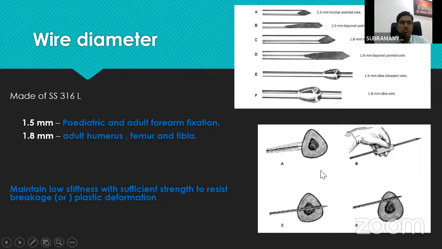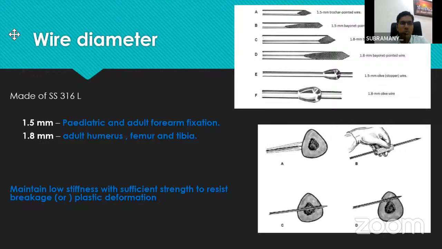Now coming on to the tip of the Ilizarov wire, there are two types: trocar tip and bayonet tip. The trocar tip is mostly used in the cancellous bone, and the bayonet tip is used in the cortical bone. Another factor in the wire will be the olive wires, that is the beads in the Ilizarov wires. That also plays an important role. We'll be seeing it later.